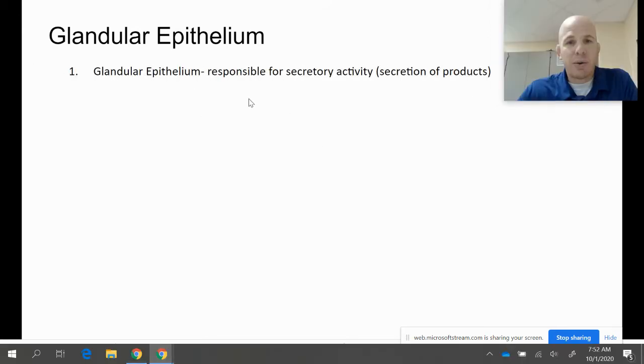First of all, they secrete products. They produce products, hormones. But you can think of a sweat gland producing sweat. A sebaceous gland, excuse me, would produce oil on our skin. So it's not always just hormones.